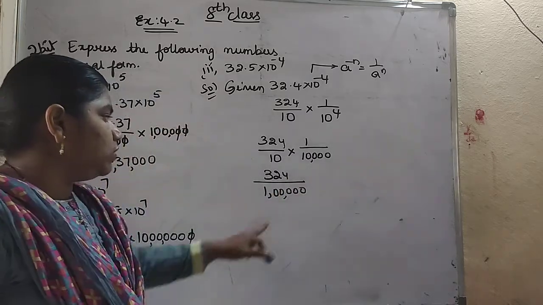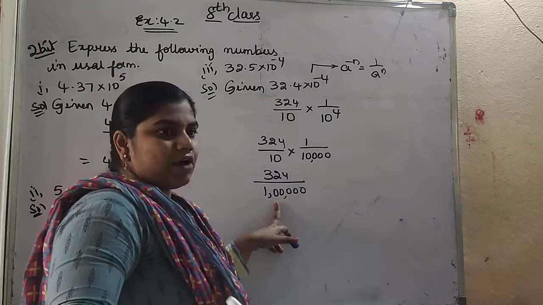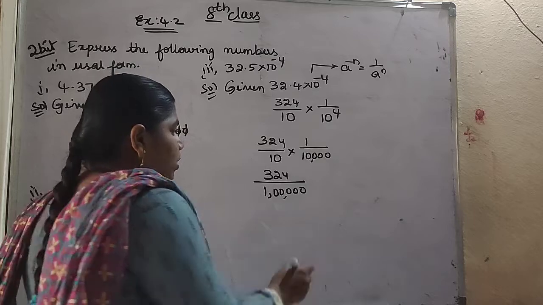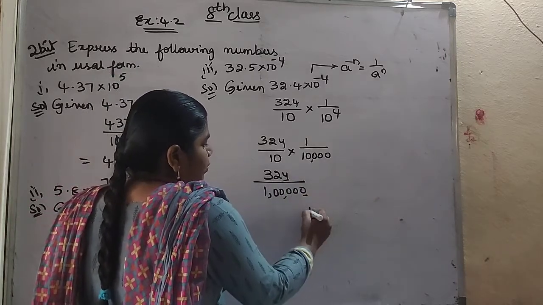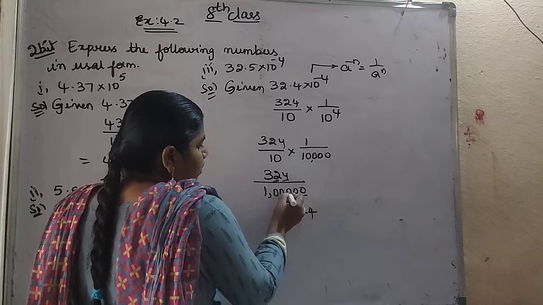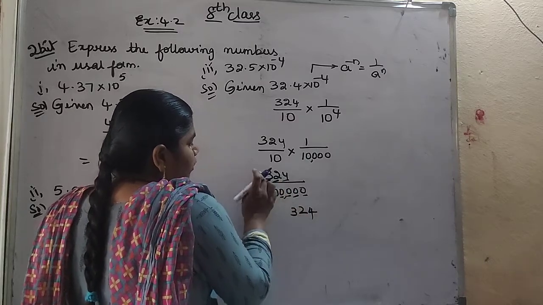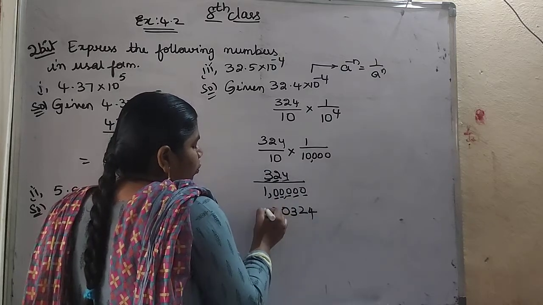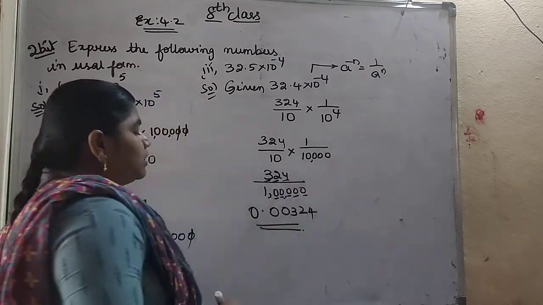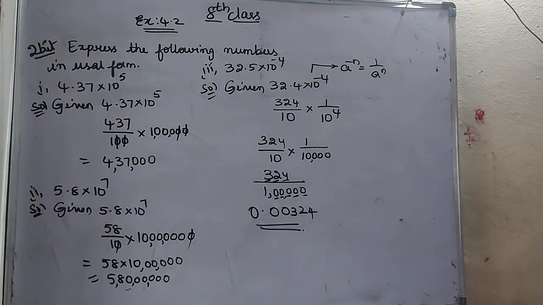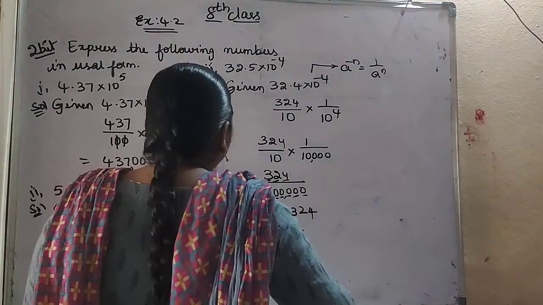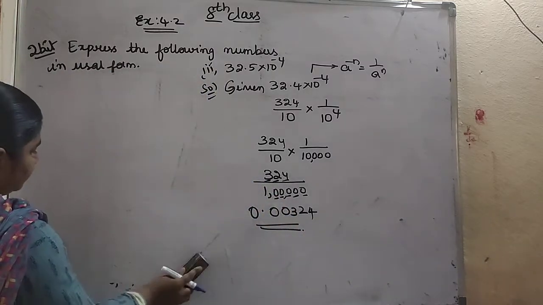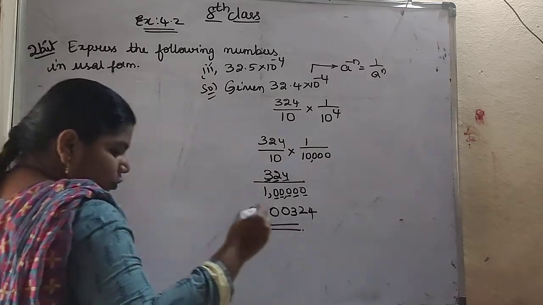In the denominator, how many zeros are there? 5 zeros are there. So we have to convert into a smaller number. So before 5 digits, we have to place a point. First zero, first number; second zero, second number; third zero, third number. Fourth zero, you are not seeing any number, so keep it as 0. Fifth zero, no number, so 0. So what is the answer? 0.00324 is our answer. So this is our third question. Next, the fourth one.